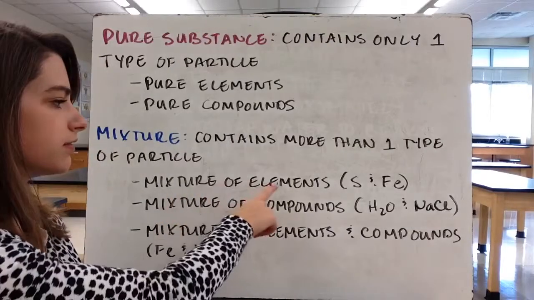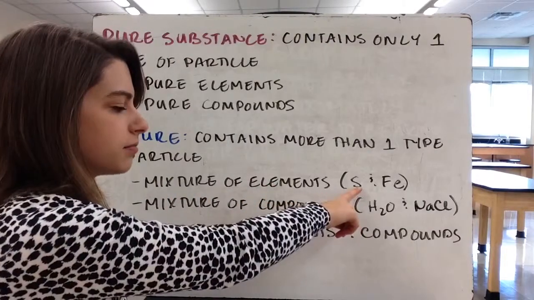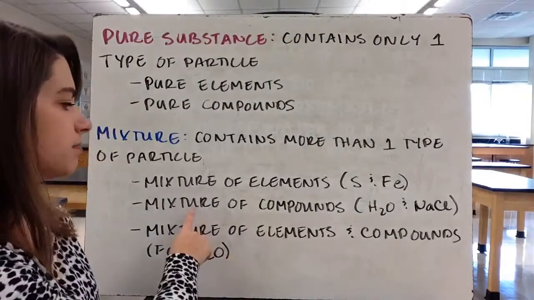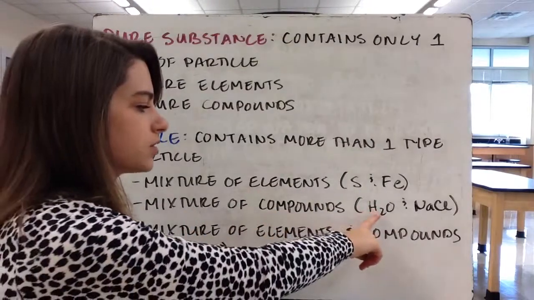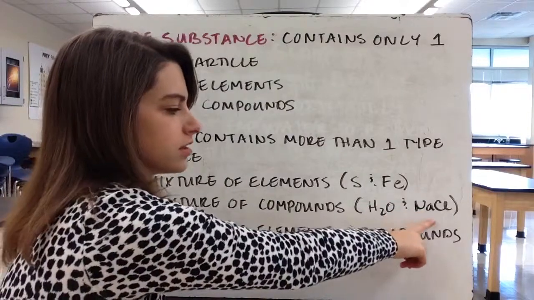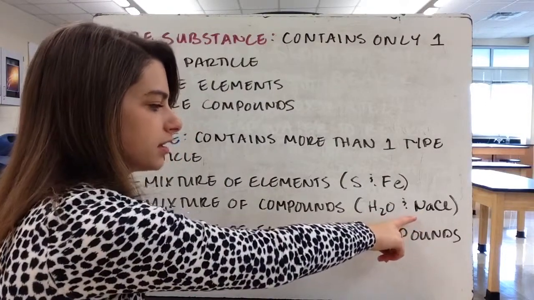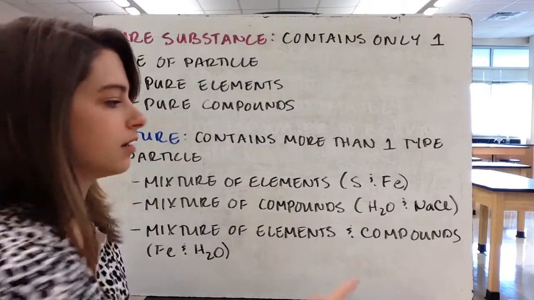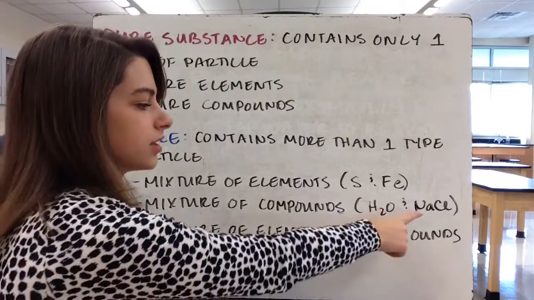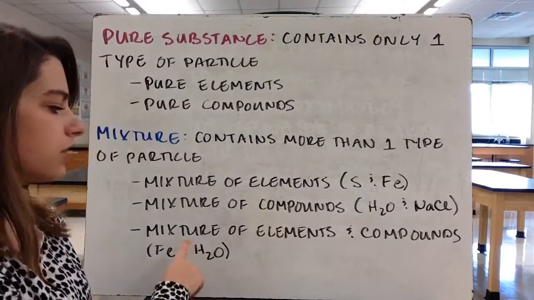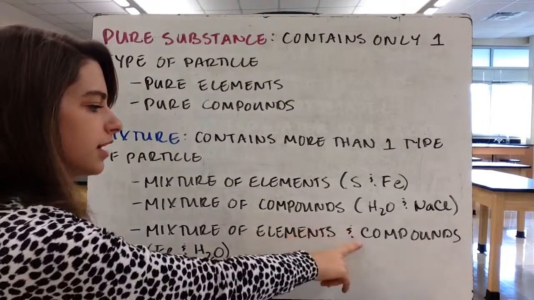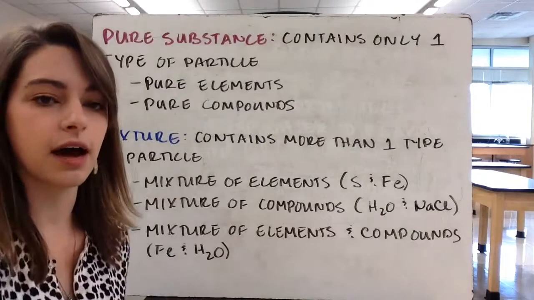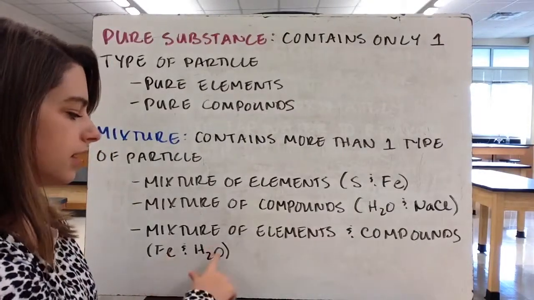So we can have a mixture of elements. In our lab, we had a mixture of sulfur and iron. Those were both elements. We can also have a mixture of compounds. We mixed water with salt. So this is the formula for salt. We'll talk about that later. And so both of these are compounds. They contain more than one type of atom. Mix them together and we have a mixture of compounds. We can also make a mixture of elements and compounds. If we were to take some of the iron from our lab and mix it with water, that would make a mixture of an element and a compound.